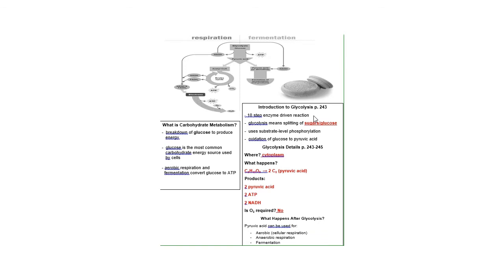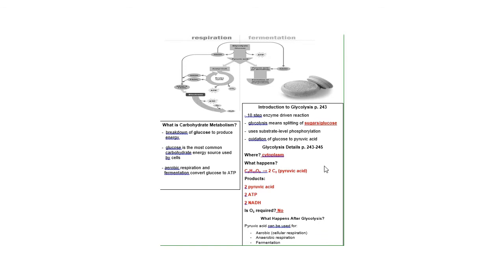So let's look at the word glycolysis. Glyco means glycogen or stored glucose. Lyse means to split or burst. So in glycolysis, it means the splitting of sugar, in this case glucose. It uses substrate level phosphorylation. Recall from the first video, substrate level phosphorylation is when a microbe or an organism has a phosphate and then donates the phosphate to an ADP, forming ATP. It uses oxidation of glucose to produce pyruvic acid.